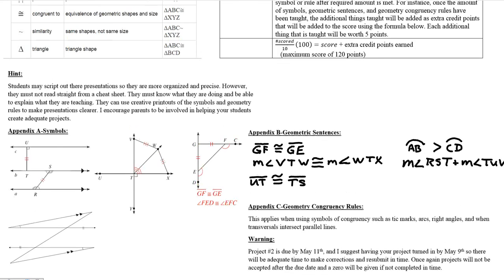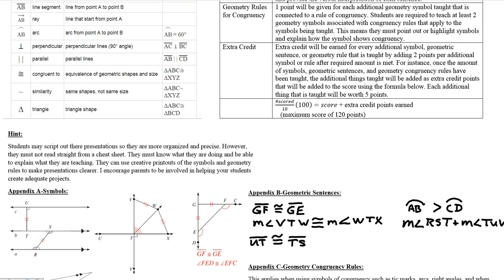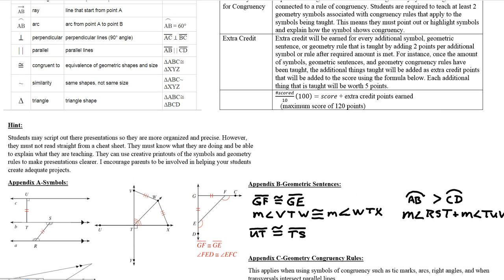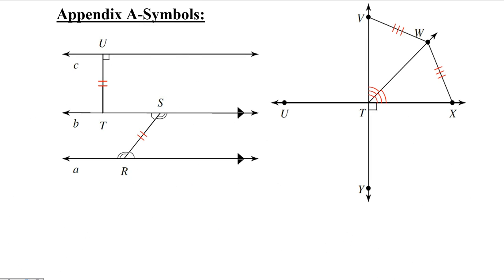understand that you can use any of these symbols here in your geometric sentences, and they double dip with the pictures also, okay? The congruency symbols have to be taught on their own. They're 2 separate symbols, okay? I'll give an example here on appendix A with symbols.